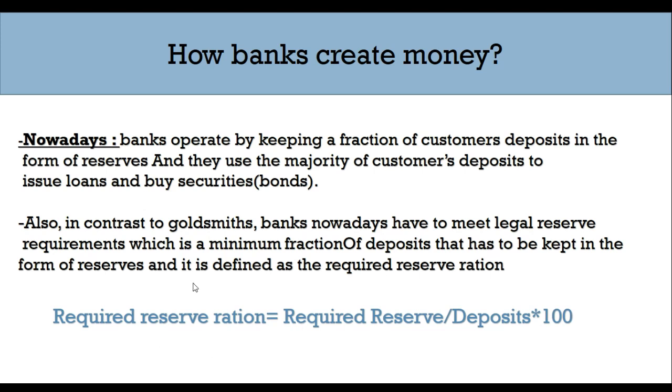Also, in contrast to goldsmiths, banks nowadays have to meet the legal reserve requirement, which is a minimum fraction of deposits that has to be kept in the form of reserves. Goldsmiths did not have a legal requirement that they should follow, but now banks do, which, as we said before, is keeping a minimum fraction of deposits aside in the form of reserves. This minimum fraction of deposits is called the required reserve ratio. And if you want to calculate it, the required reserve ratio is equal to the required reserves over deposits times 100.